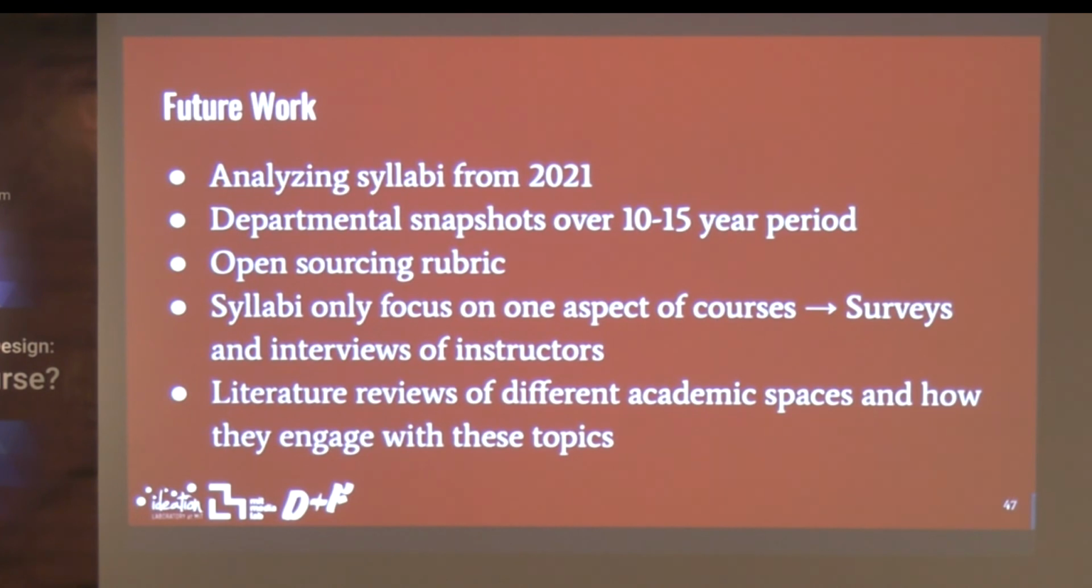So future work that we're actively doing right now is we're looking at syllabi from 2021, and we're hoping that this iteration of syllabi will be a little bit different since folks aren't also trying to transition their courses online. Looking at departmental snapshots over a longer time scale, over a 10 to 15 year period, to see, are we seeing macro scale changes? We're hoping to open source our rubric so that others can do these kinds of analyses at their institutions.